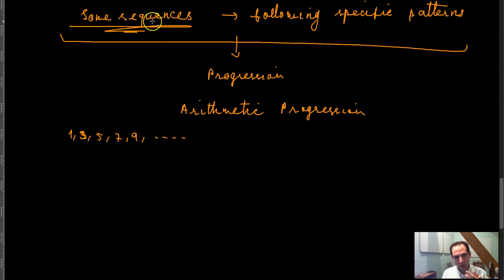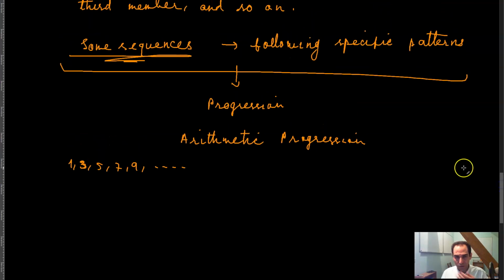Because of the fact that this sequence follows a specific pattern, it's called a progression. And in this case, it's called an arithmetic progression. Now we have other types of progressions, for example, geometric progressions. We have all types of different things, of course.